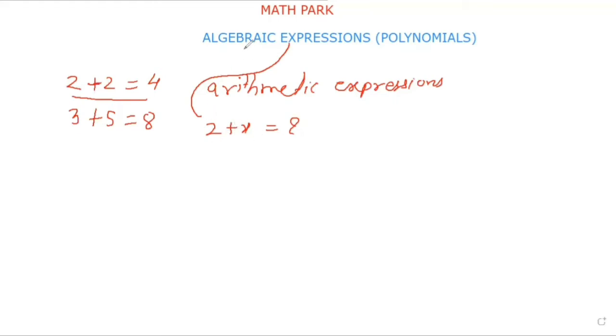Okay. Why should we study algebraic expressions? Because sometimes we have to find the unknown value. We put it as a variable, which can take different values. For example, if I put x is equal to 1 here, I get the value of 2 plus x as 2 plus 1, which is equal to 3. If I put x is equal to 5, I get 2 plus 5, which is equal to 7. So the values keep on changing depending on what value of the variable we are keeping, right? So this is the difference between the arithmetic expression and algebraic expression.